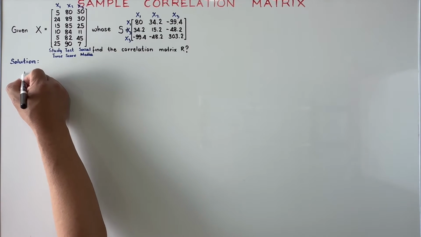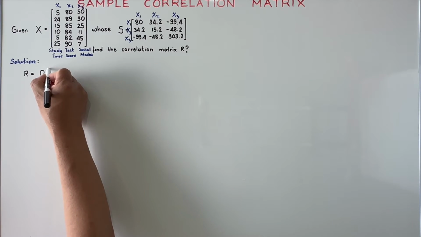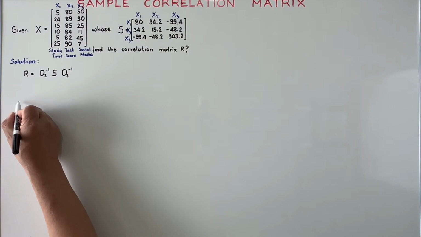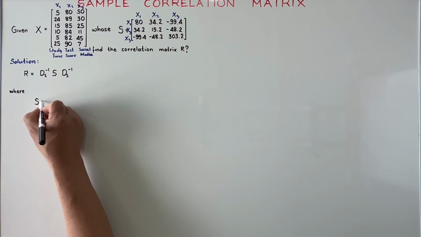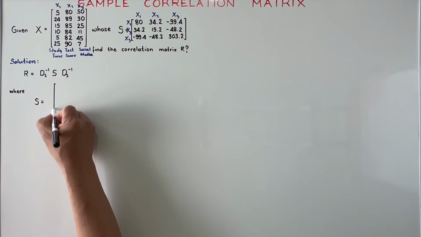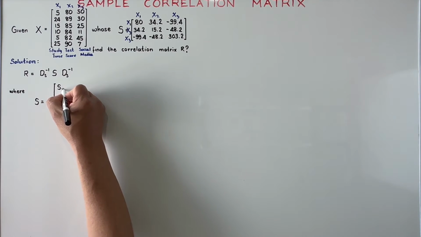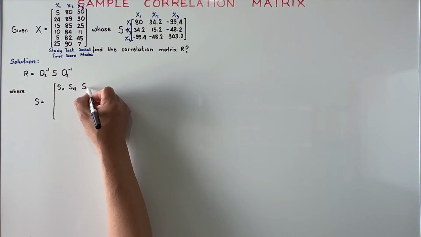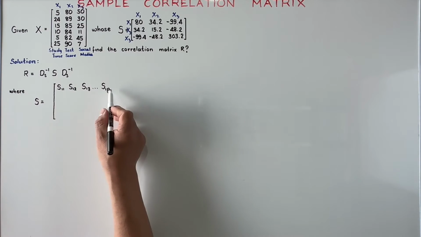Now take note that our sample correlation matrix has a formula of Ds inverse times S times Ds inverse. Now, what is Ds inverse? First, let us recall what the matrix S is. The matrix S is the matrix of the covariances. So we have here the covariance between the first variable and itself, the covariance of the first variable and the second variable, the covariance of the first variable and the third variable, until you reach the covariance of the first variable and the pth variable, because we have p number of variables here.